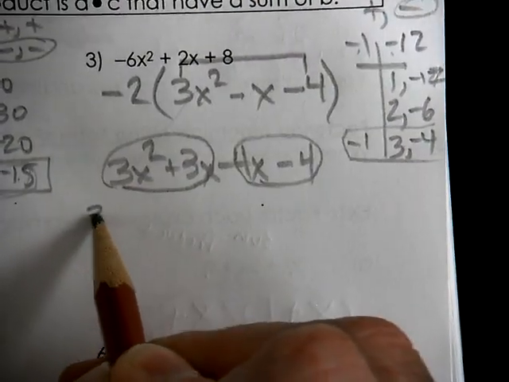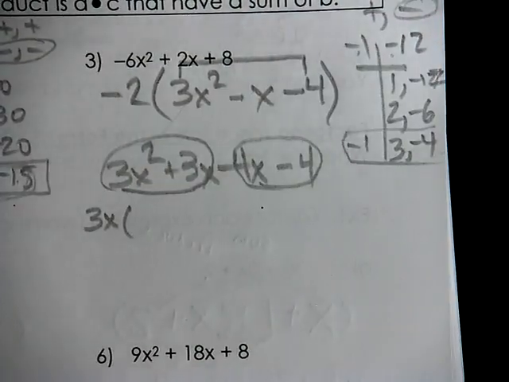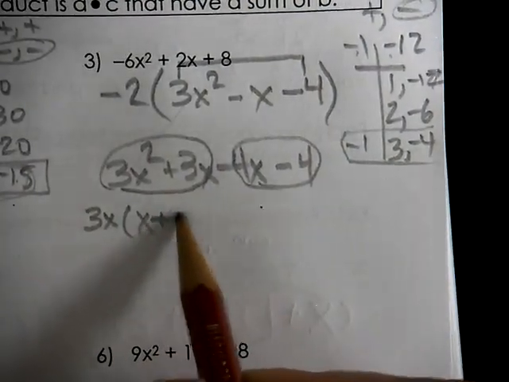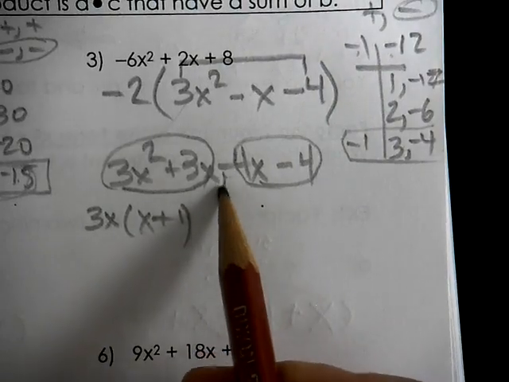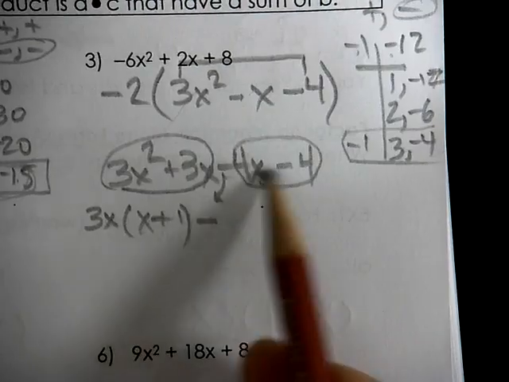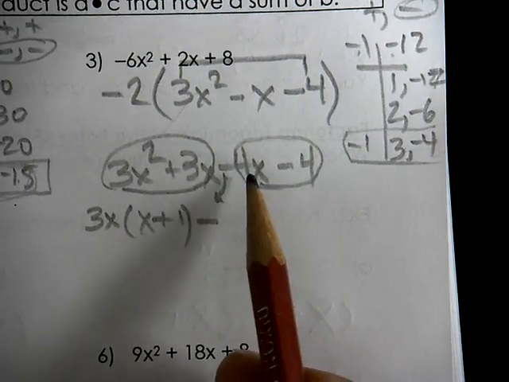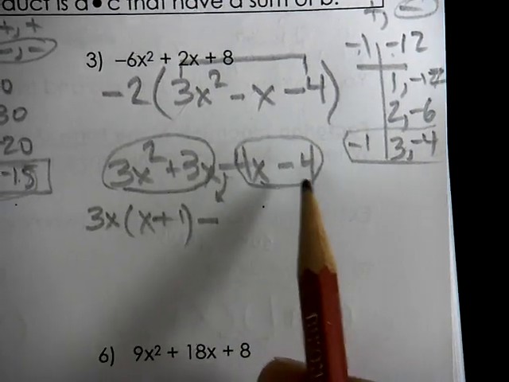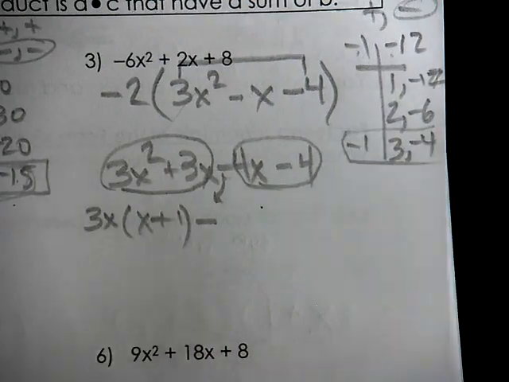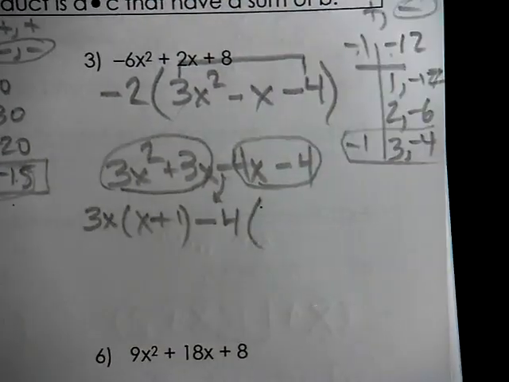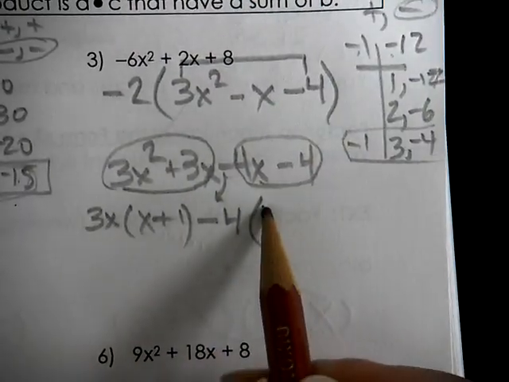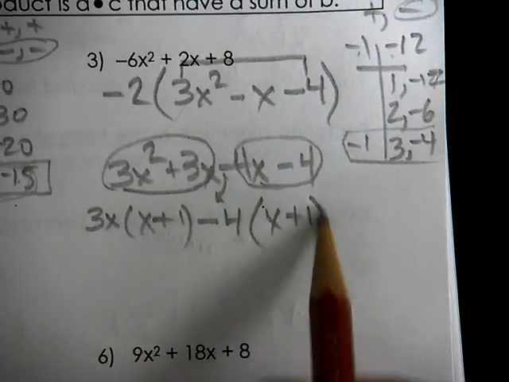Factor out what you can out of the first group. What would we have left? X plus 1. Bring down your sign. Factor out what you can. What number divides into 4x? What number divides into 4? Well, 4 does. And that would leave me an x and a positive 1.